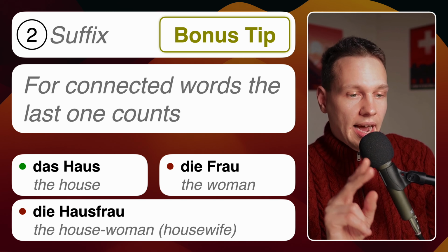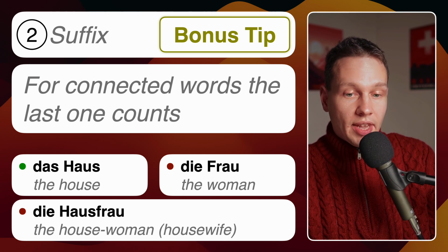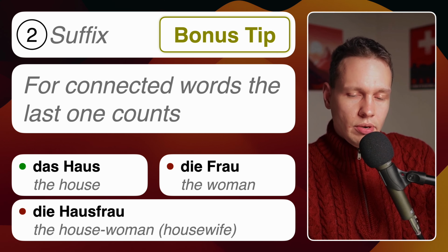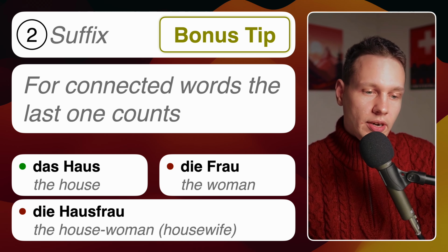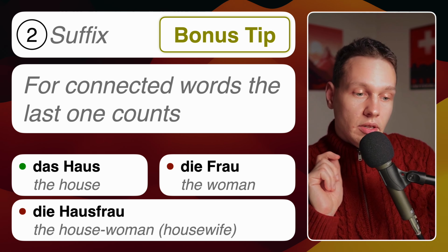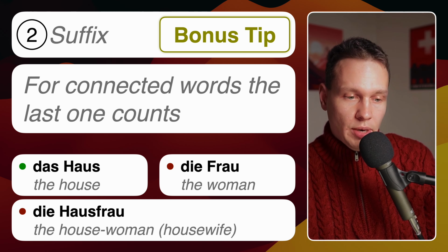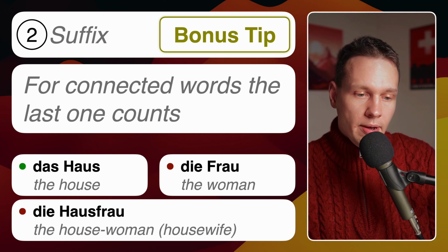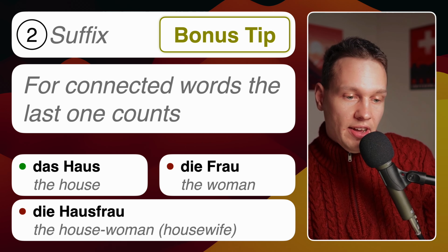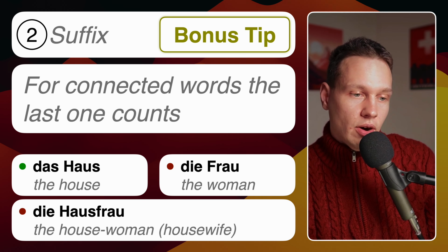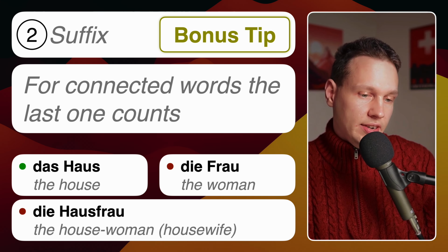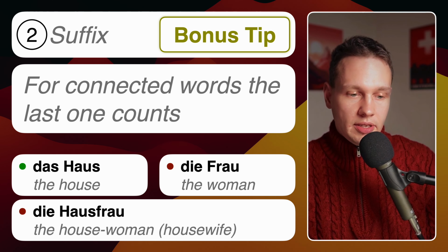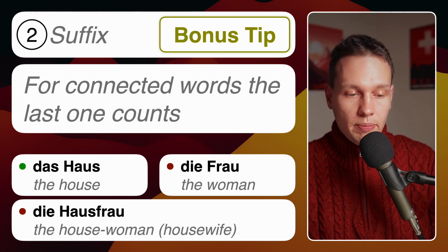So if we have das Haus, the house, and die Frau, the woman, and we combine them to die Hausfrau, which is the housewoman or housewife, then we have the feminine gender because it's die Frau, and das Haus, the das disappears. It's not relevant anymore. It takes the feminine gender for the combined word.